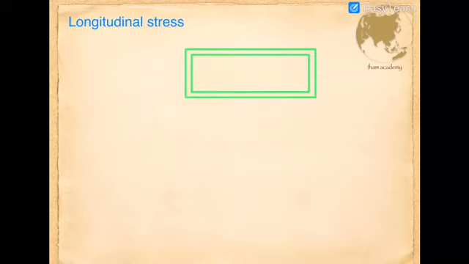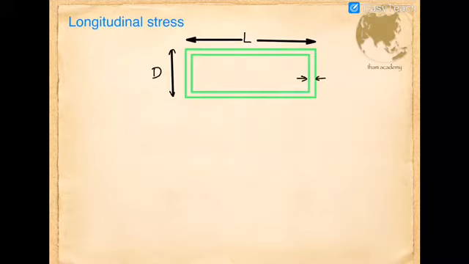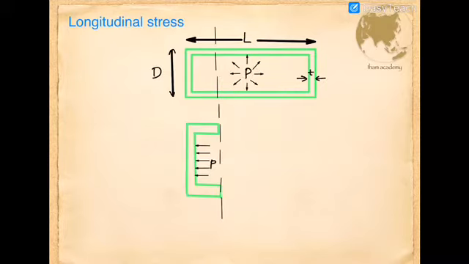So longitudinal stress we can discuss. This is a cylinder cross section we are discussing along the longitudinal direction. It has a length L and a diameter D. Its thickness is t. Let P be the internal pressure of the fluid. If we take a cross section of this cylinder, pressure will act in this direction. So definitely the longitudinal stress will be developed in this direction in order to oppose or withstand this internal pressure.